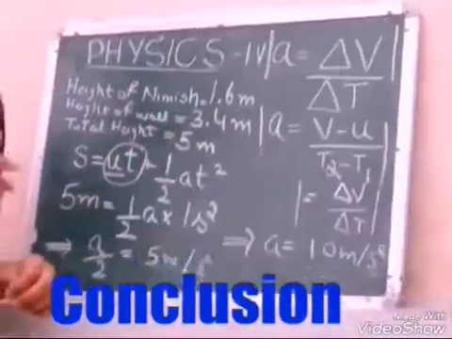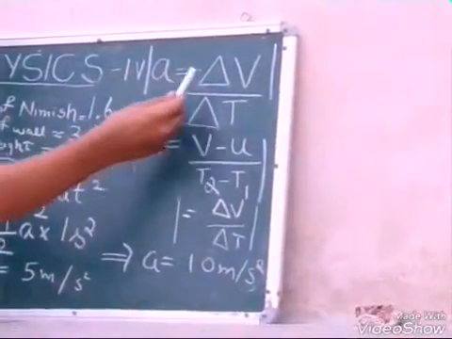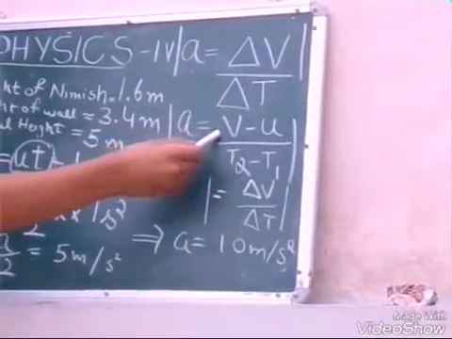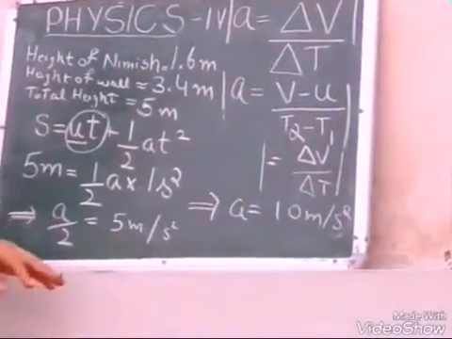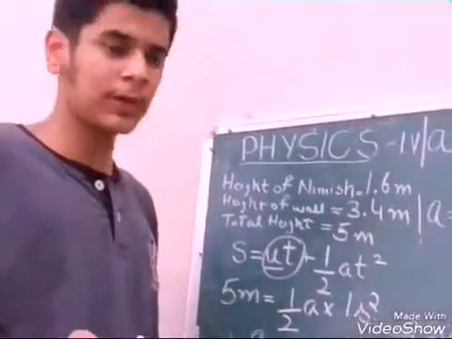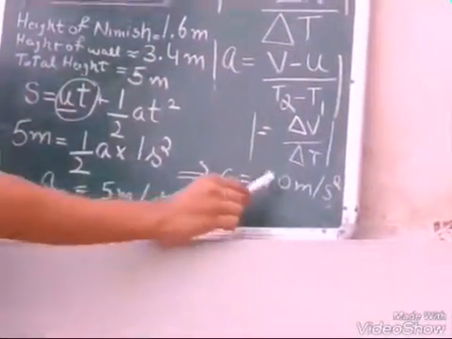From our video, we can conclude two things: that acceleration is delta v by delta t, which is equal to change in velocity upon time, and the gravitational pull due to Earth is approximately equal to 10 meter per second squared.